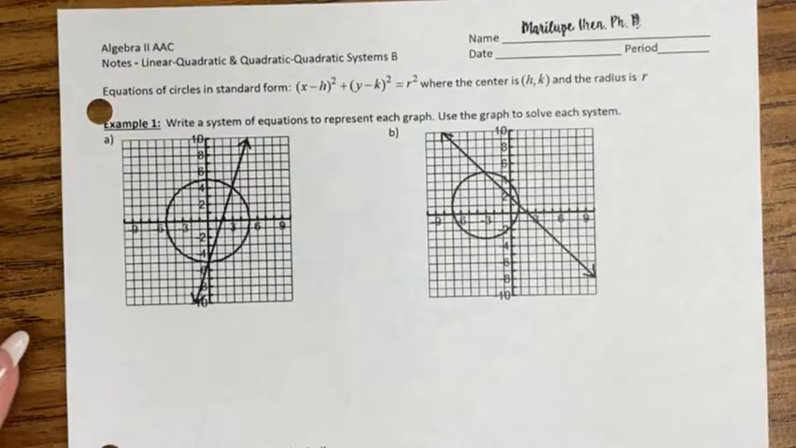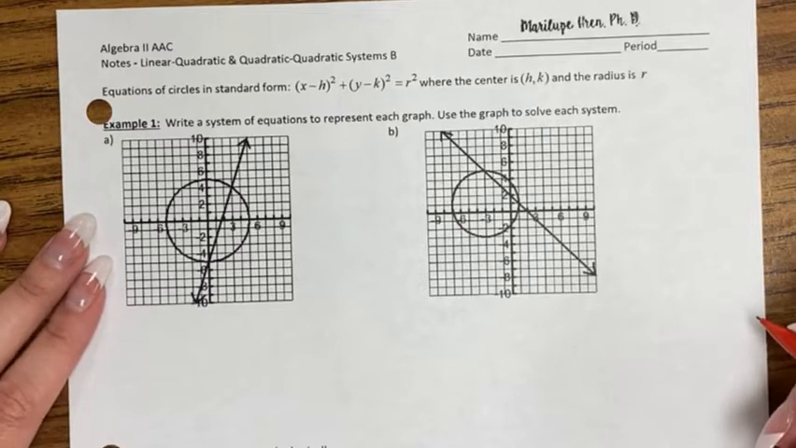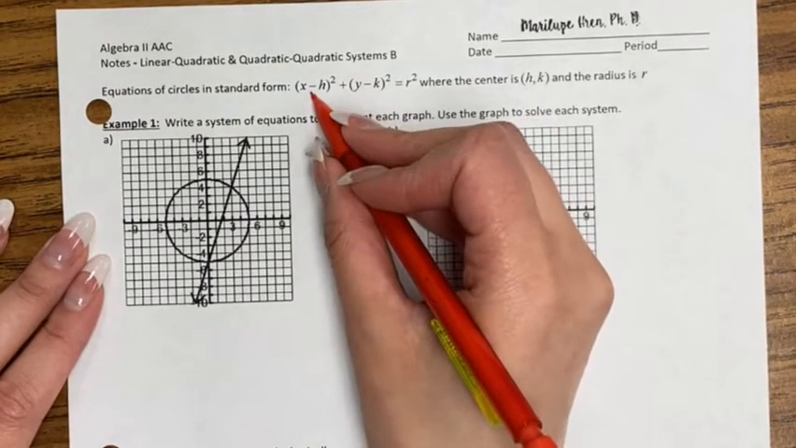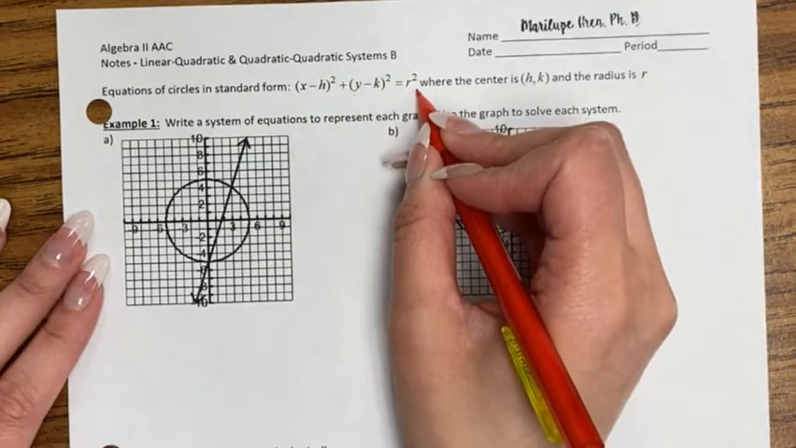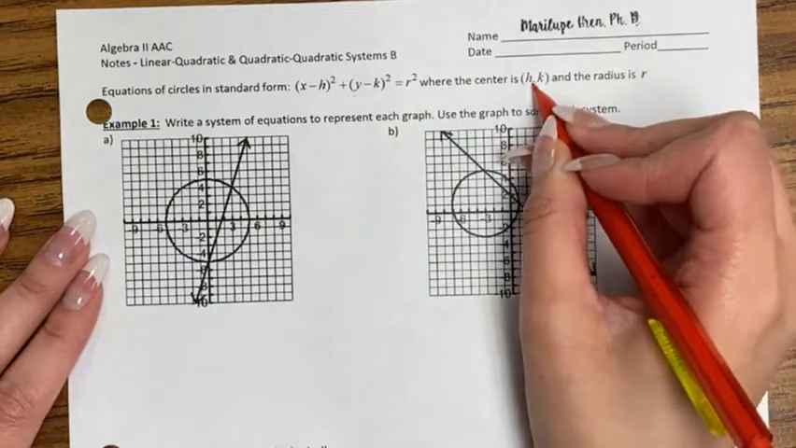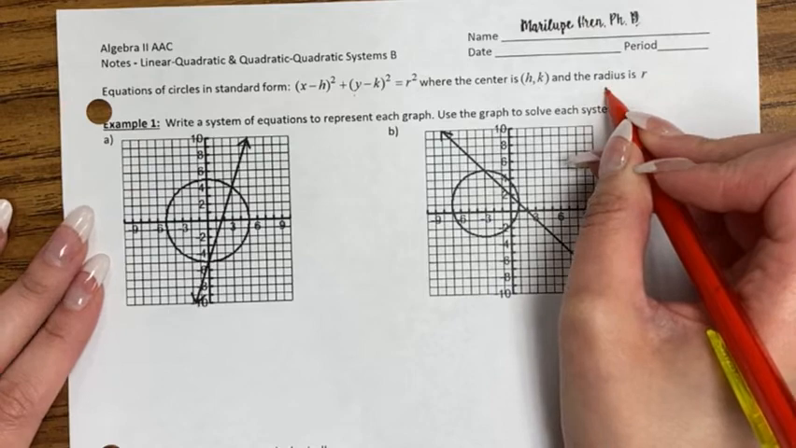Hi guys, today we're going to learn about systems of linear and quadratic equations. So, we need to remember the equation of the circle in standard form. You know that you have (x − h)² + (y − k)² = r², where (h, k) is the center of the circle and r is the radius.